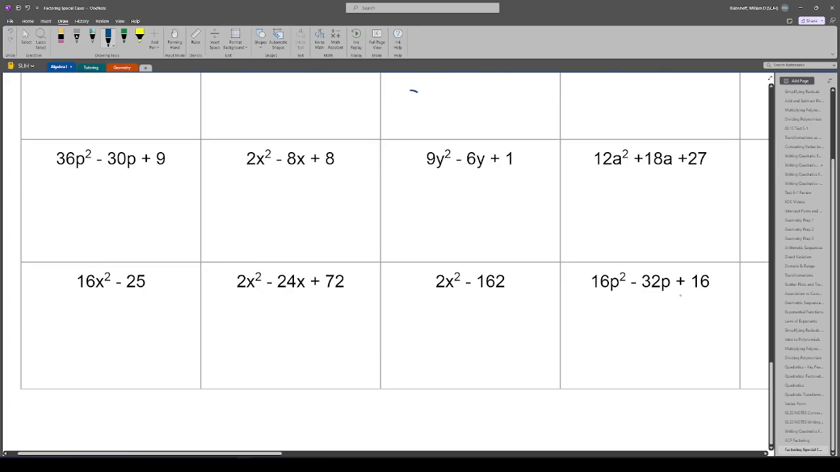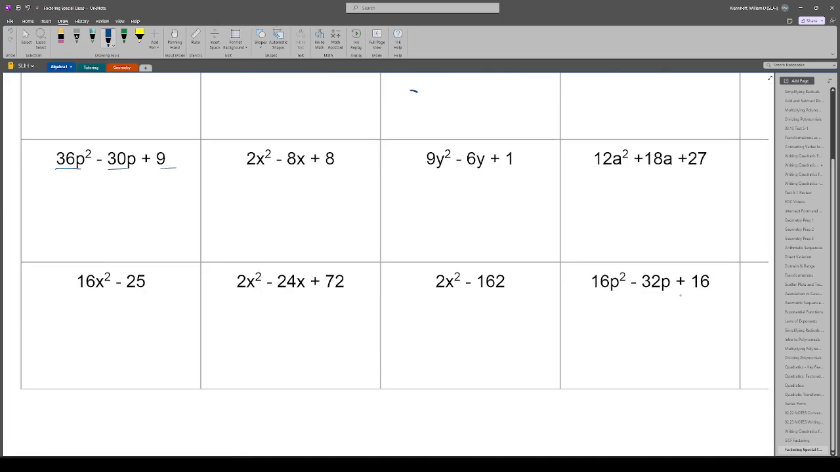This one has GCF for sure because everything's got 3's in it. So do we have more than 3? I don't think so. So we have 3 times 12p squared minus 10p plus 9. Well, on this one, interesting. So I took out a GCF, but then I don't have perfect squares anymore. That must mean the middle number is not right. Yeah, let's carry on with that.